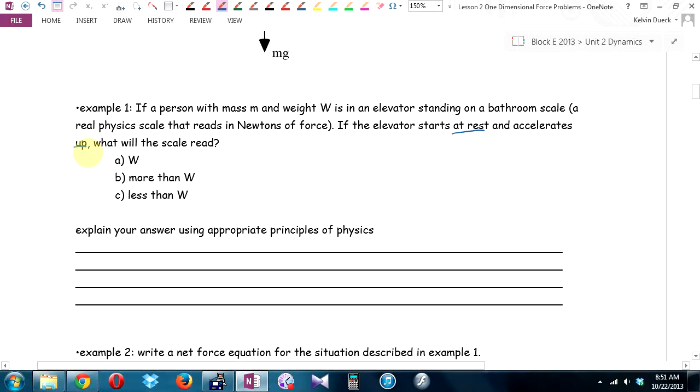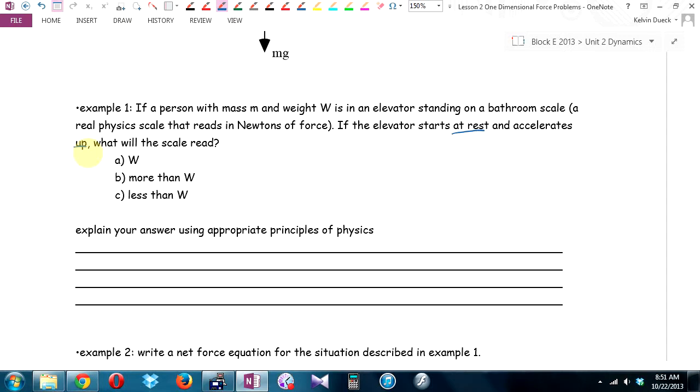W, more than W, or less than W? If someone's standing on a scale, they have mass m, weight W, and the elevator starts at rest and begins to accelerate up, what will the scale read? W, more than W, less than W.